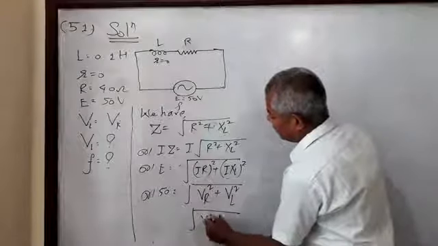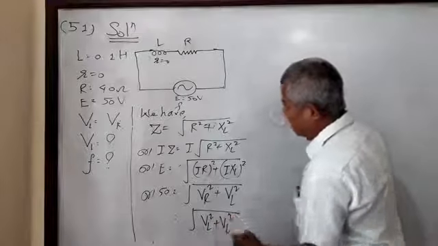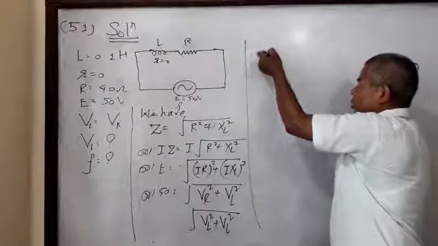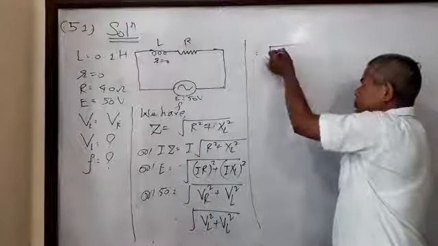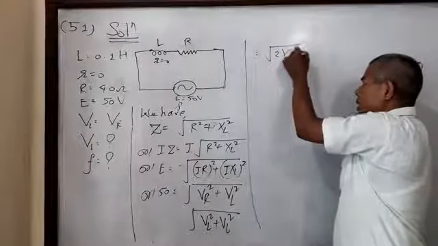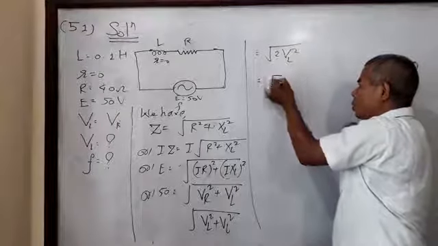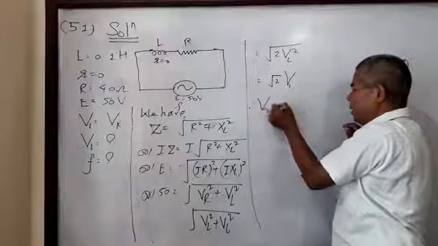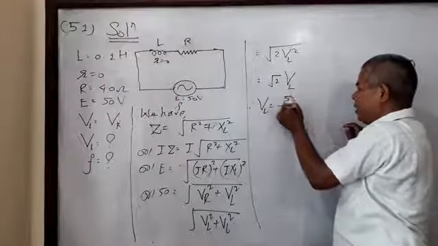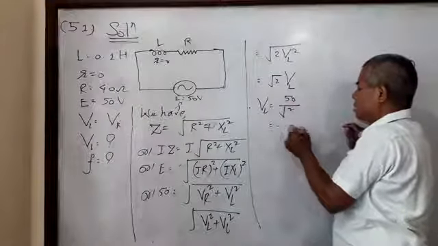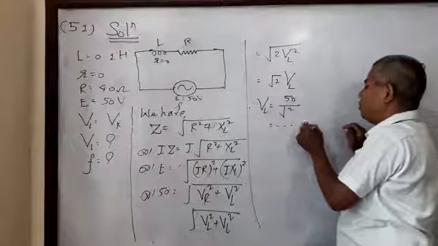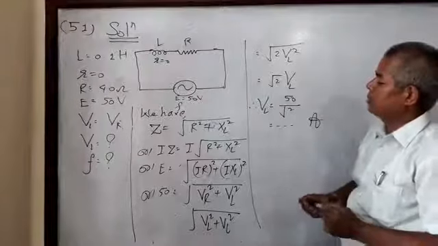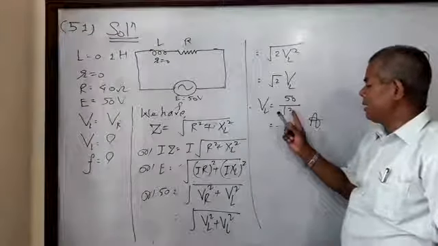Then VL square plus VL square means 2 VL square, under root, is equal to root 2 VL. Therefore VL has value 50 divided by root 2, so we can find the value of the voltage across the inductor. This is the answer of the first part, 50 divided by root 2.